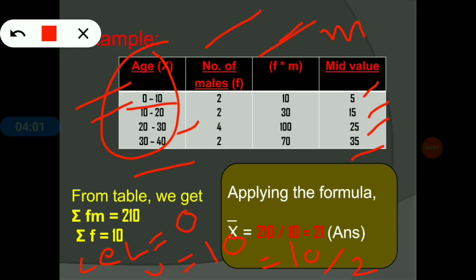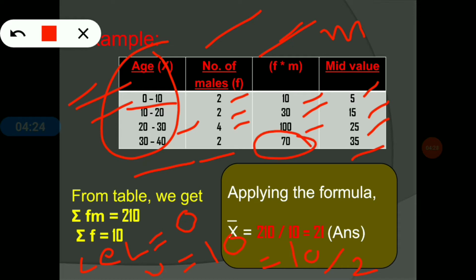That means f into m. So, for the first class, f is 2 and mid value is 5, that equals 10. Now, going to the second one, that is 2 and 15, that equals 30. Go to the third one, that is 4 and 25, that equals 100, and now going to the last one, 2 into 35, that equals 70.